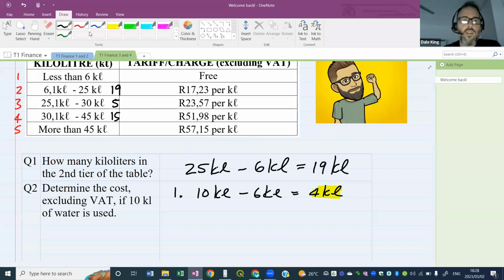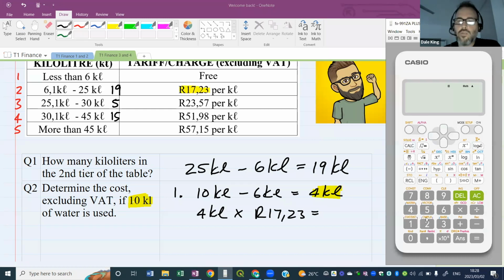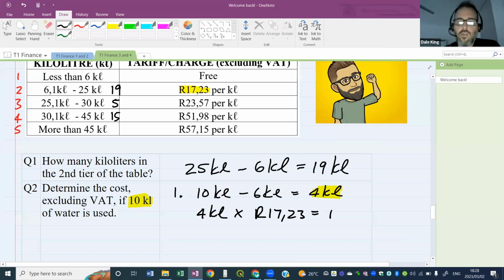this four kiloliters here, because your monthly usage is 10, all right, if you go over 6, it means you've gone into the second interval. If you go over 6 in the month, you're going into the second interval. Okay, so this 4 kiloliters that is left, those 4 kiloliters must be charged at the second interval's rate, which is 17 rand 23. Okay, so I'm going to say times 17 rand 23, press equals, and I'm going to use my calculator and say 4 times 17.23. And that gives us 68.92 rand.